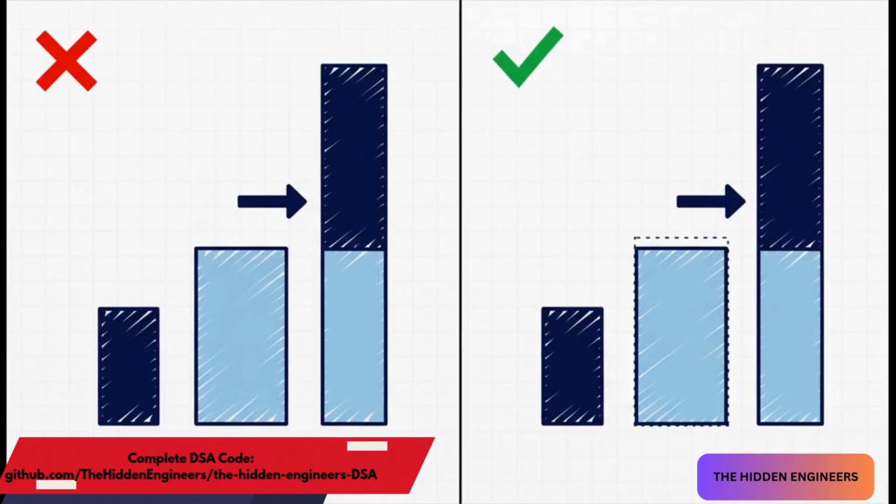And this is the brilliant logic behind it. The area is always limited by the shorter line. Think about it. If you have a short wall and a tall wall, and you move the tall wall's pointer inward, what happens? Your width gets smaller, and your height is still limited by that same short wall. So your area can only go down. There's no way to get more water. Your only hope, your only chance of finding a bigger area is to get rid of the short wall and move its pointer inward, hoping to find a taller wall.